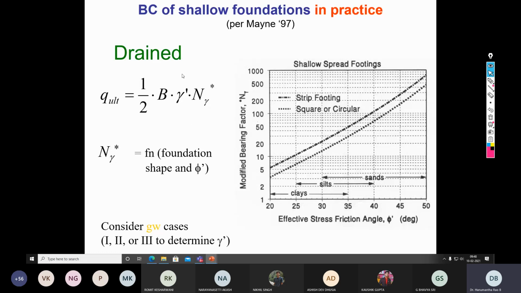So try to understand the difference between drained and undrained. In case of drained, every terminology is in the form of effective stress. But when you talk about the undrained condition, all terminology is pertinent to total stress. Undrained means total stress analysis. Drained means effective stress analysis. Okay, so this is how you should get the N gamma star. Here you can see there are two predefined curves: one for the strip footing, next for the square or circular, depending upon the angle of internal friction. Then you pick up the value of N gamma star.